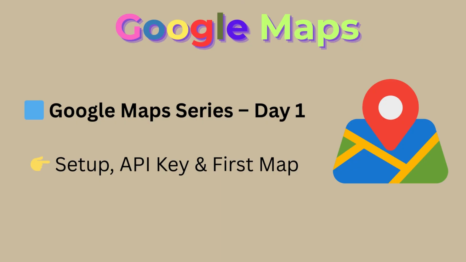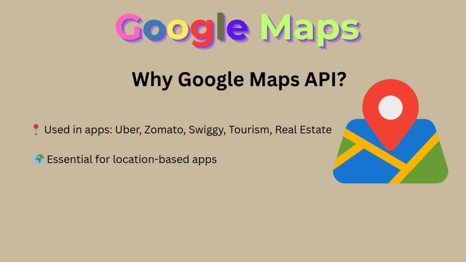In this series, we will go from zero to advanced Google Maps projects. Today we will set up Google Maps API, get an API key and display our first map. Google Maps API powers thousands of applications from Uber and Zomato to smart city dashboards. If you know how to use it, you can build powerful real world apps.